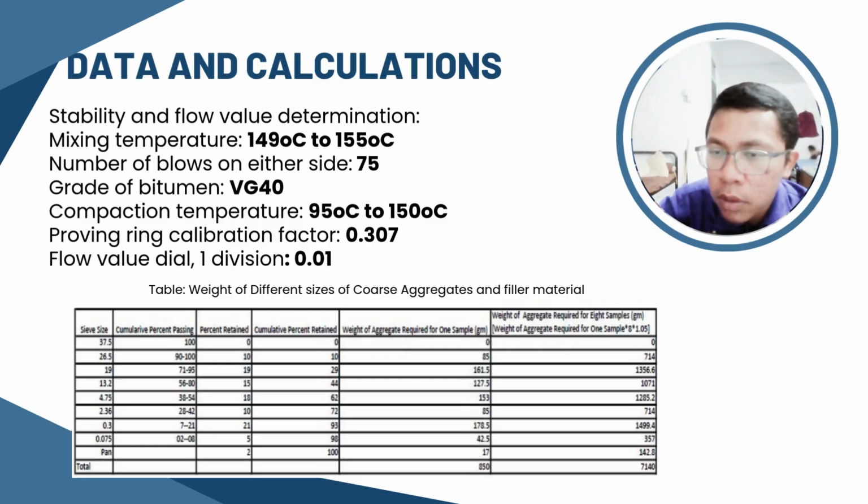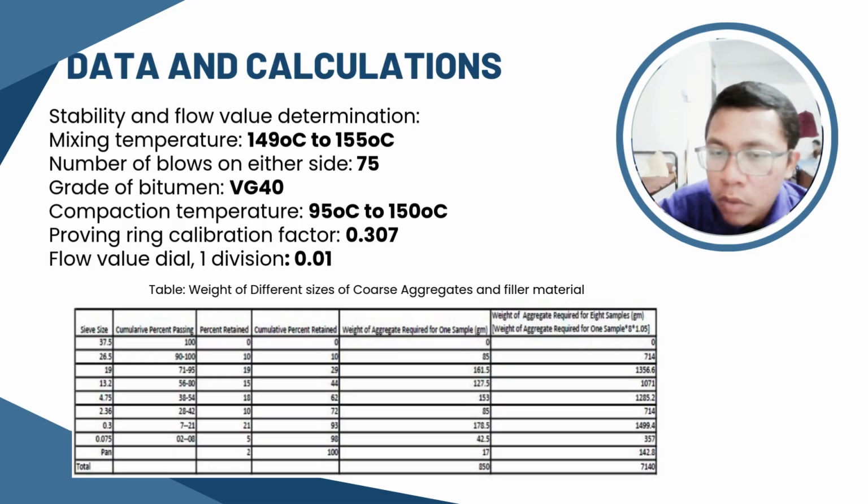The subsequent columns provide information on the cumulative percent passing, showing the percentage of the total aggregate weight that passes through each size, and the percent retained, indicating the percentage of aggregate weight held back by each specific sieve. Following this, the cumulative percent retained column displays the total percentage of aggregate retained on a given sieve and all larger sieves.